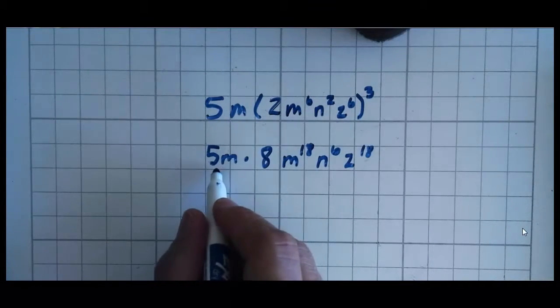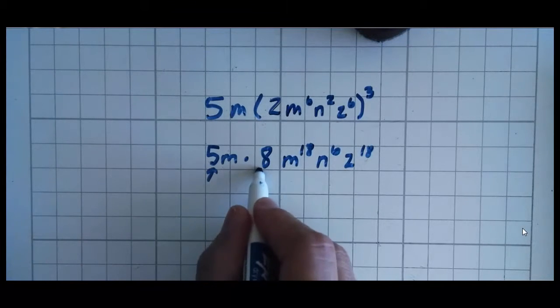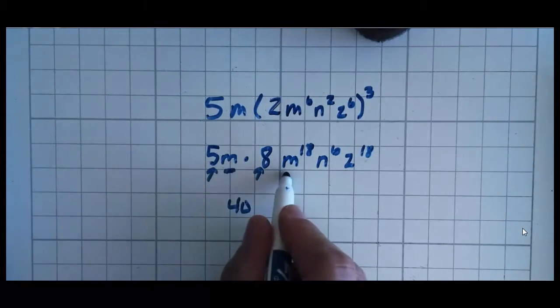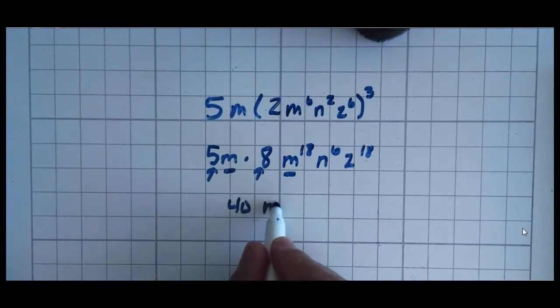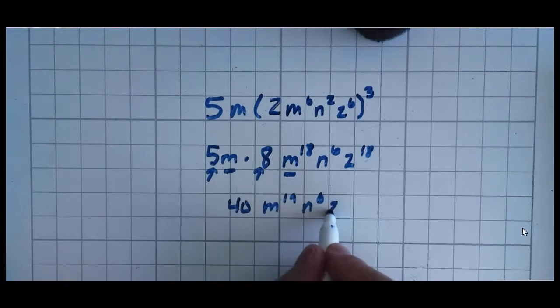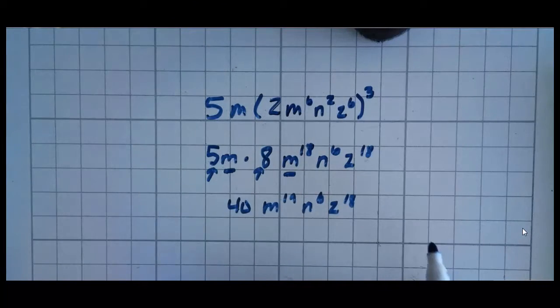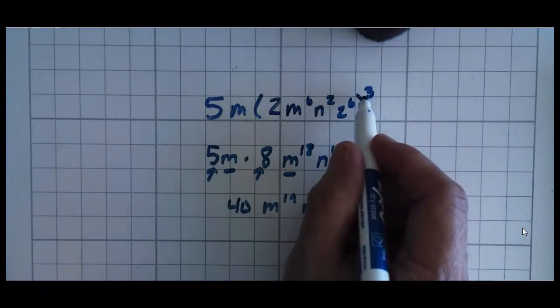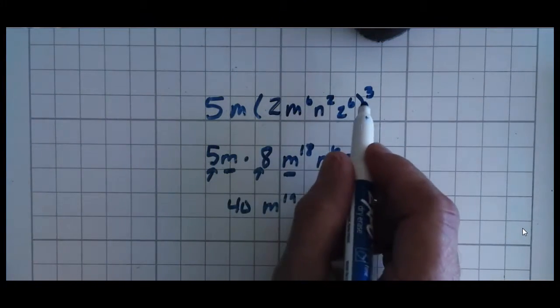And now that you have this, you can combine your 5 and your 8 into 40. You can put this m with those m's, and you get m to the 19th. And since you have no other n's and no other z's, you just leave them alone. But keep in mind that if it's outside the parentheses, this exponent only acts on the things inside the parentheses because that's immediately preceding the exponent.